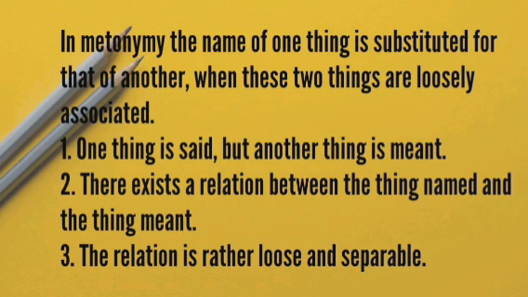Understood? So what you find is that this substitution is taking place, the substitution of the thing that is named and the thing that is meant. একটা জিনিস বলে অন্য জিনিস মিন করতে চাইছে। Clear?